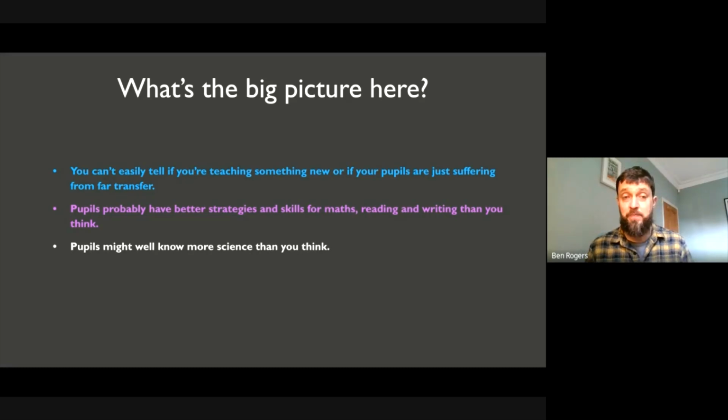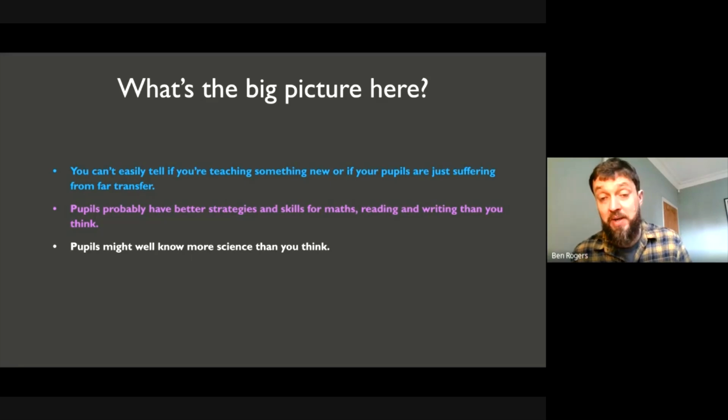Pinky one, pupils probably have better strategies and skills for maths, reading and writing than you realise. And if you don't realise it, you're likely to underestimate what they can do, and they will descend to that level and you have to build up again. So I think save a lot of time in your classroom, and don't waste all of that really great learning they've done at primary school. Help them bridge.